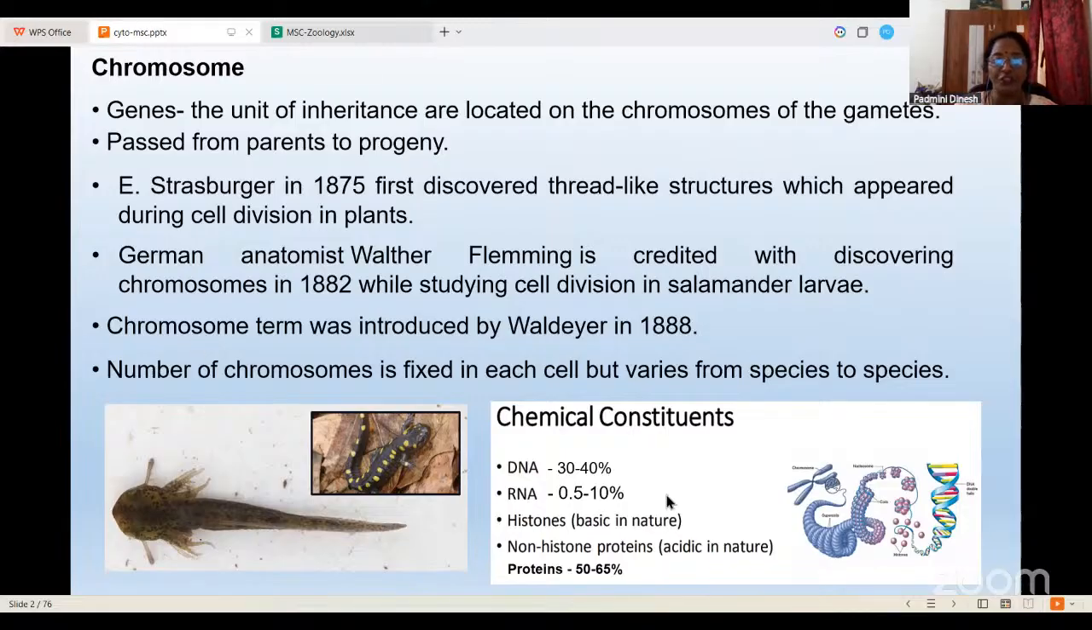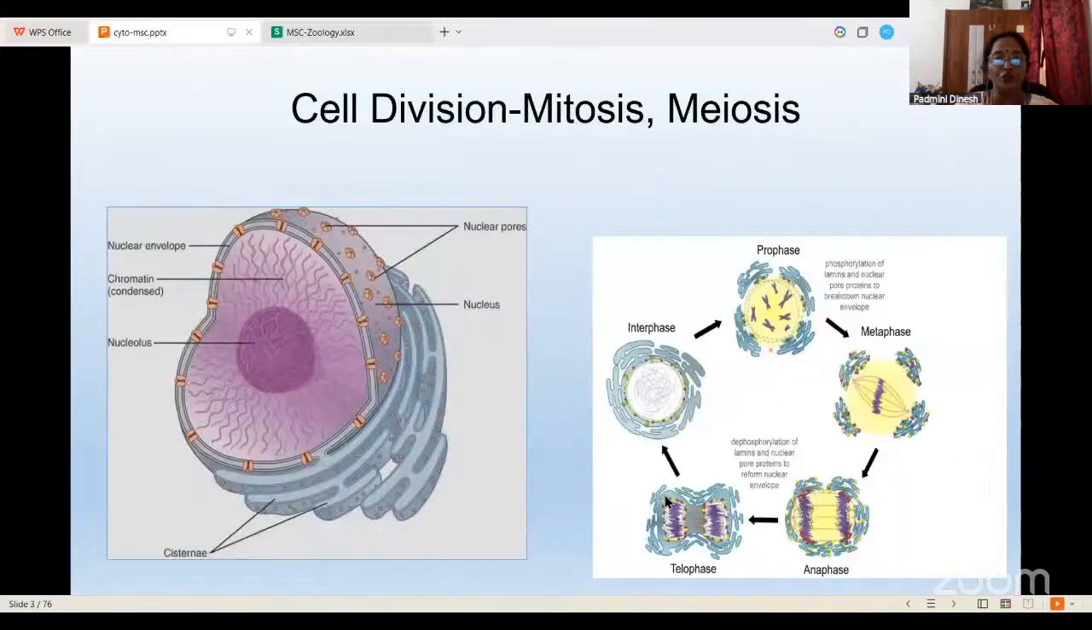If you look at the chemical constituents, 30 to 40% is made up of DNA, and RNA is only 0.5 to 10%. Then there are histones and non-histone proteins, and the proteins also make up a huge amount of the chemical content of the nucleus. When talking about cell divisions, there is one topic given as mitosis and meiosis.